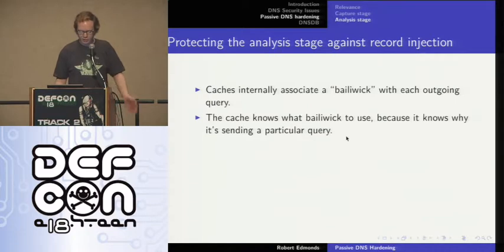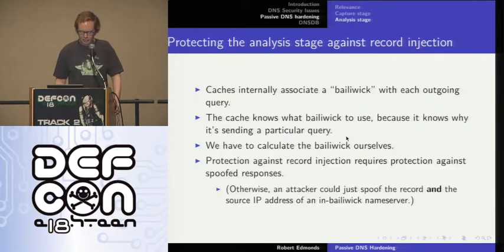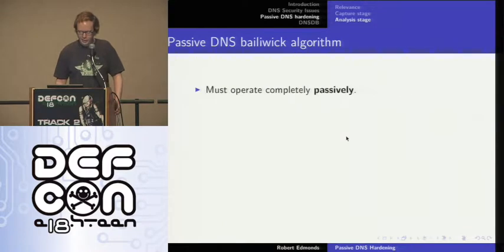And of course, nothing in the wire protocol indicates the bailiwick that the cache is expecting. When we're looking at a particular DNS query response pair, we don't see anything in the packets that helps us determine the bailiwick either. So we have to determine it ourselves from first principles. That's a relatively minor point. We have to develop an algorithm that operates entirely passively. It's not allowed to make any inquiries of its own.